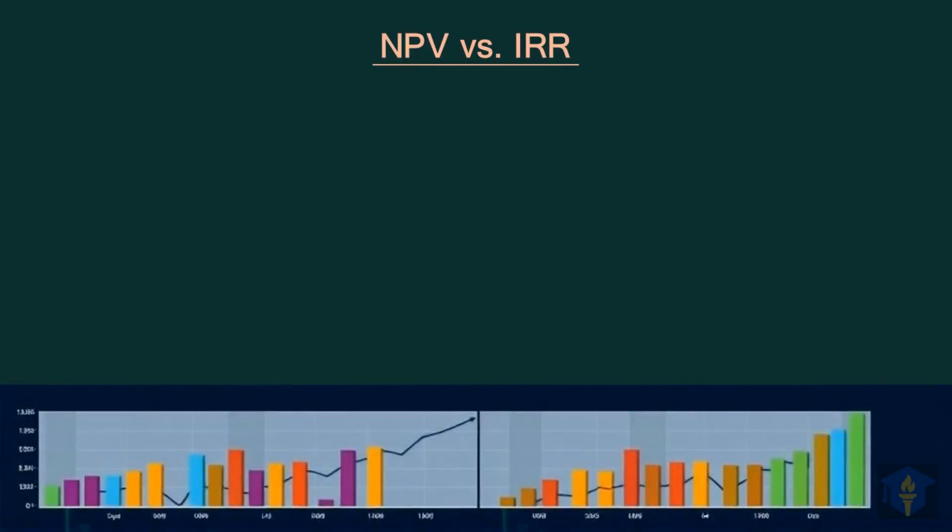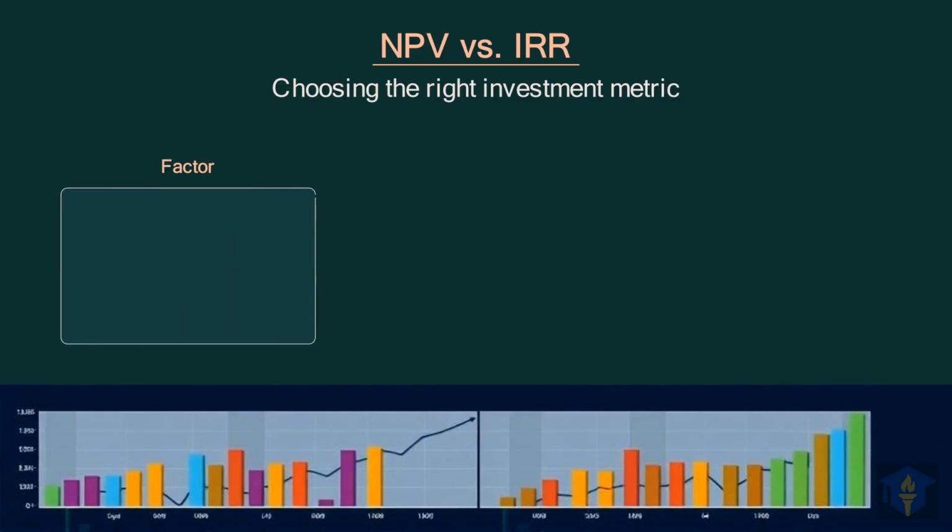Now, let's compare net present value, or NPV, with the internal rate of return, or IRR. This comparison will help us understand when to choose the right investment metric. We will evaluate these metrics based on several important factors. Let's start by looking at their fundamental definitions. Then, we'll examine the decision rules for each. We'll also discuss when each metric is best used in practice. And finally, whether each metric considers debt in its calculation.